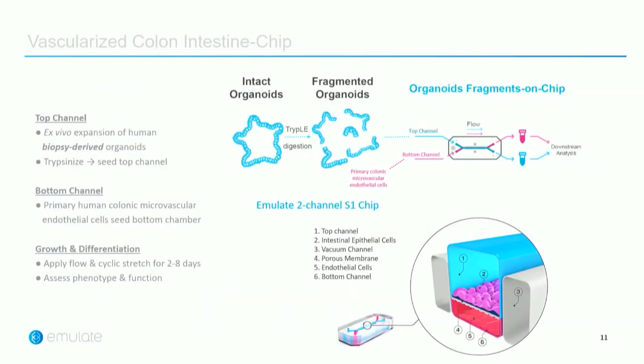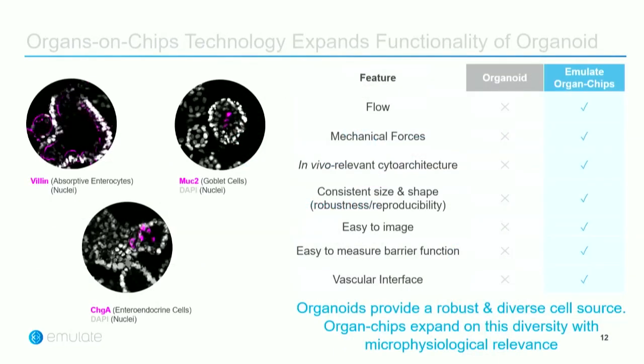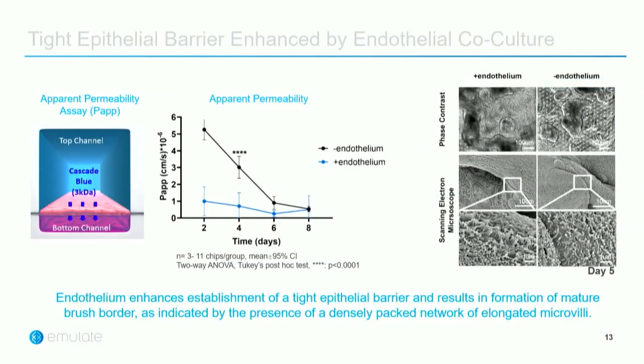So this is how Emulate has approached this. As I've already mentioned, we work with biopsy-derived primary human colonoids, which are then fragmented and seeded into the upper chamber. We seed microvascular cells from the colon as well in the lower chamber. I don't have time to go into all of the detailed validation and characterization that's gone into this model, but I can just say briefly that it really is a very complete model which reflects the primary human physiology beautifully, and just highlight a couple of those features.